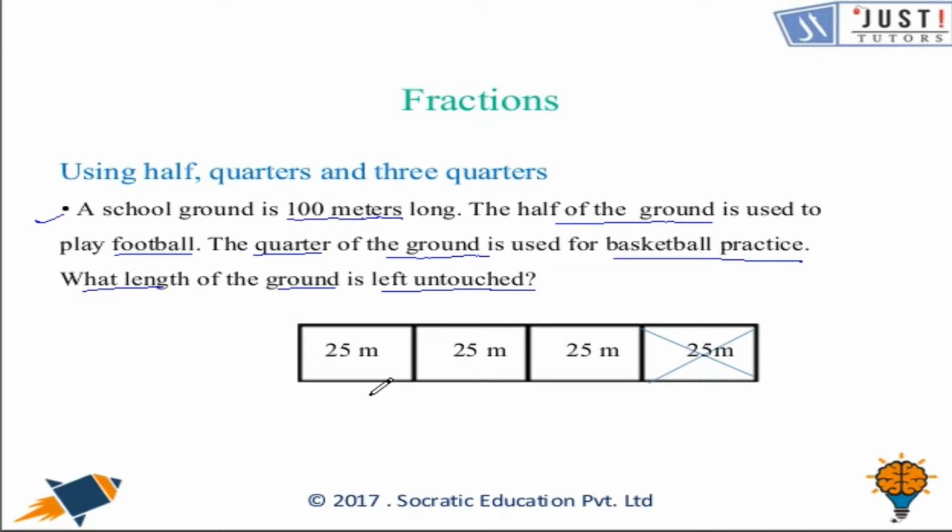So now we know that the school ground is 100 meters long. We can try to figure out this question by drawing a bar model. Let's suppose that this is the total length of the school ground, which is 100 meters. Now half of the ground is used to play football. Then the quarter of the ground is used for basketball practice. So half of 100 would be this much. That amounts to 50 meters. Now that is for football.